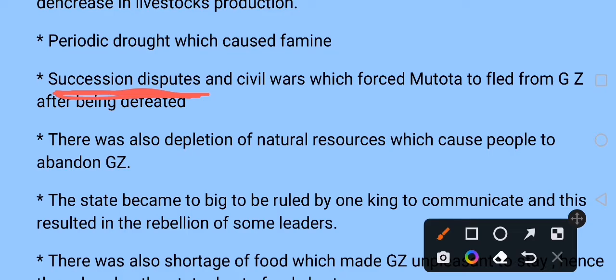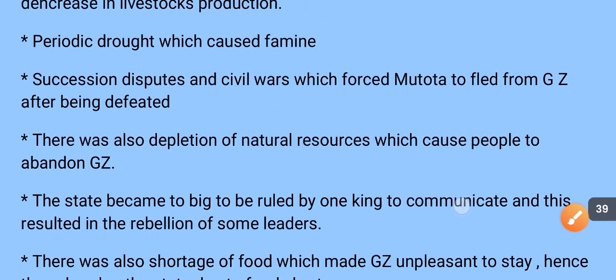So there were succession disputes and what we call civil wars. Civil wars ndiwo kana tiri kuti muZimbabwe, like my political parties, ZANU-PF ne CCC zvikarwa, tinoti it's a civil what? It's a civil war. So there were succession disputes, the dispute over the successor, and civil wars, which forced Mutota to flee from Great Zimbabwe after being defeated. Saka vamwe vanoti Nyasimba Mutota akarowa pa civil war ndobva aenda kuDande area.